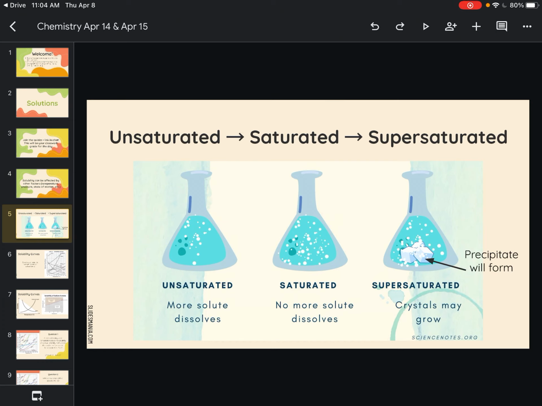Remember that we have unsaturated, saturated, and supersaturated. If we say something is unsaturated, that means there's just a little bit of solute dissolved in there, so it can still take some more solute. Something that is saturated has that maximum amount of solute dissolved into the solvent. And then something that is supersaturated, that's the case where you have something that's saturated and you've added more and nothing else will dissolve. So it starts to form those crystals or that precipitate. So supersaturated, there's too much solute.